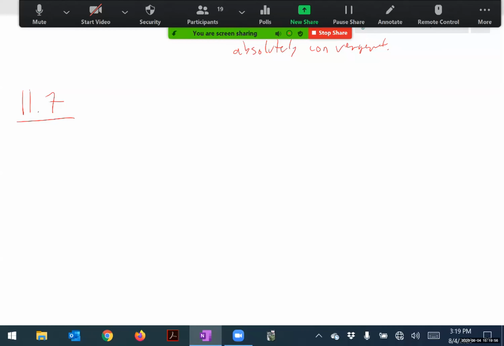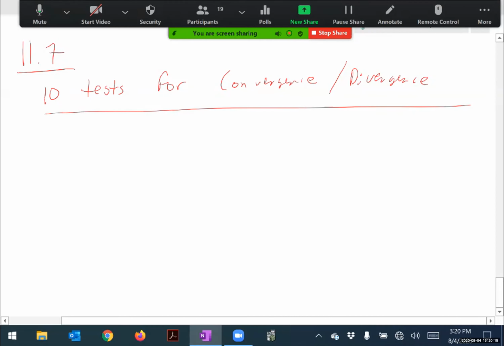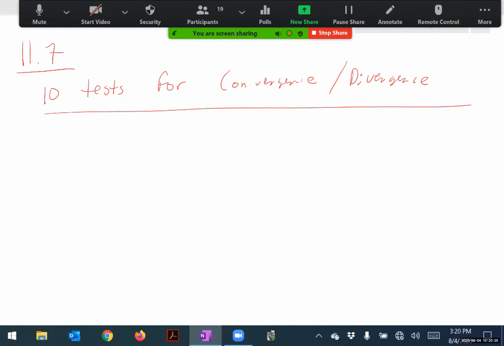Okay, so what have we learned so far? We've learned 10 tests for convergence/divergence. So let's list out the 10 tests, okay? You might want to have these handy right next to you while you're taking the exam. Okay, what are the 10 tests for convergence or divergence? Well, the first one, the geometric series test.